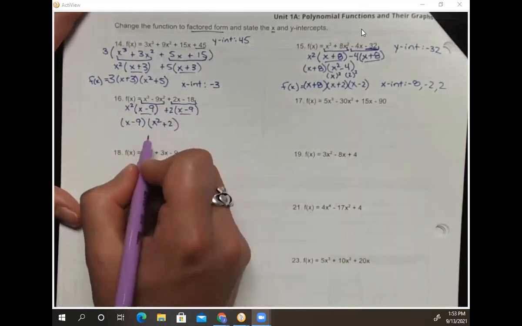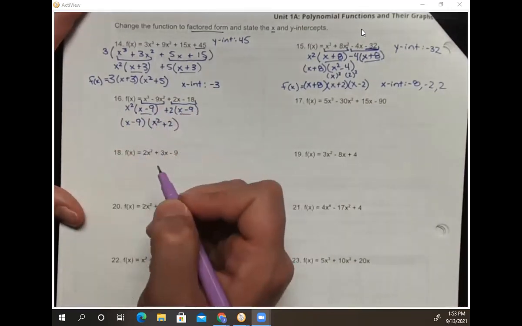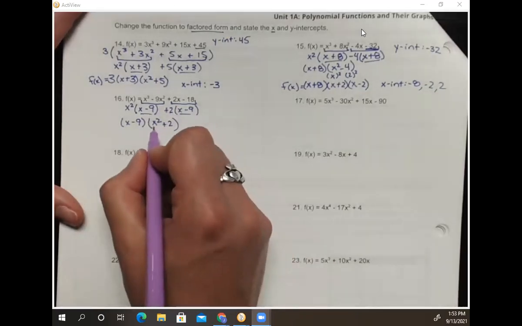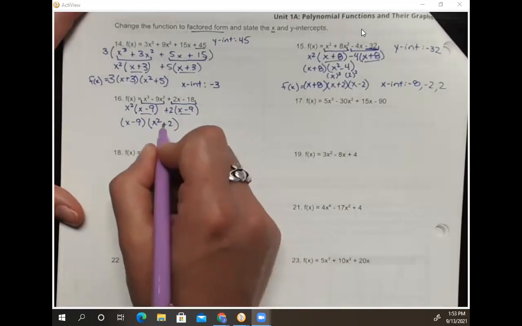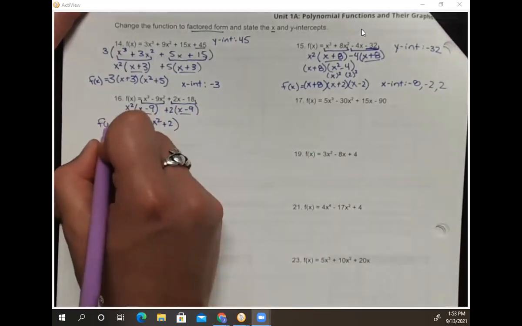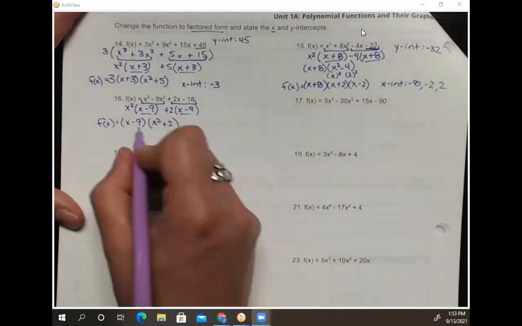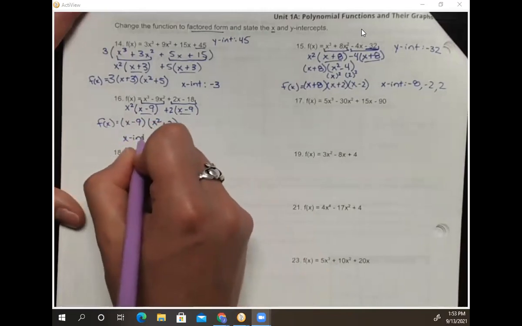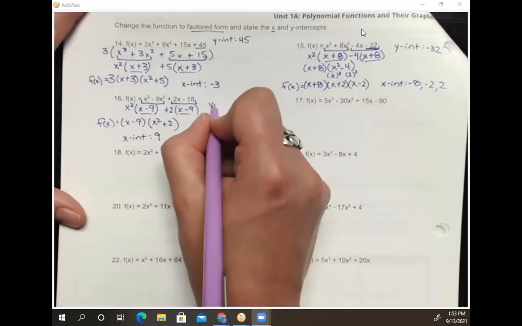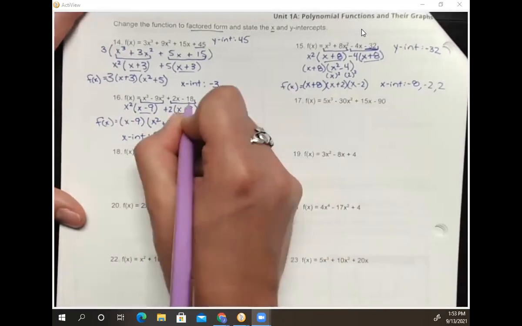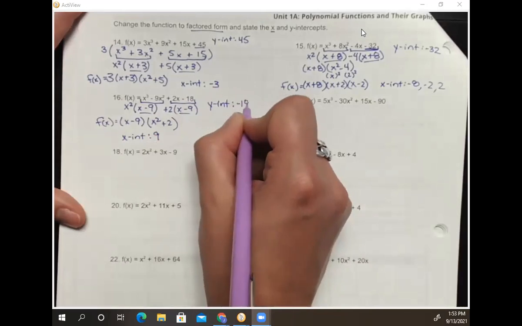Again, anytime I have a power of x, I want to double check to see if I can factor this some more. So I've got two terms, even degree, but we don't have subtraction here. So this is going to stay as it is. There's the factored form of my function. The only x-intercept I'm going to get from this would be 9. And then my y-intercept from standard form would be negative 18.